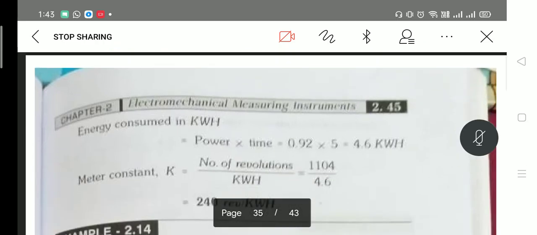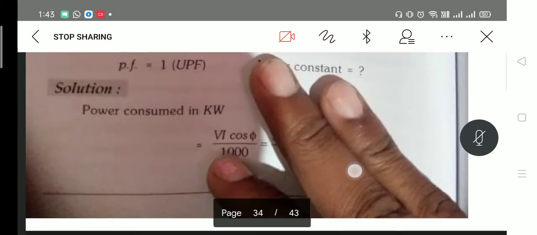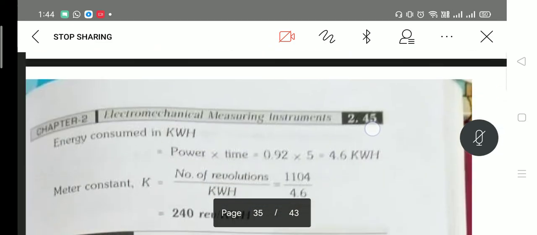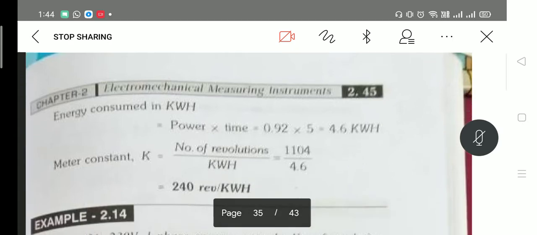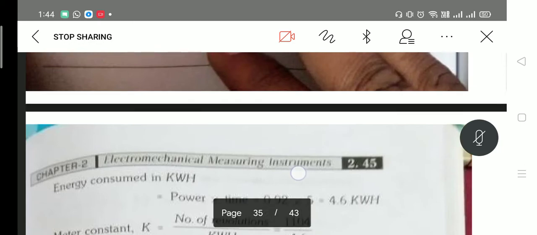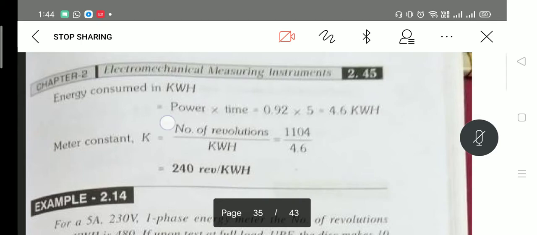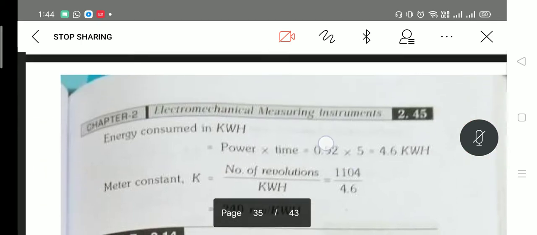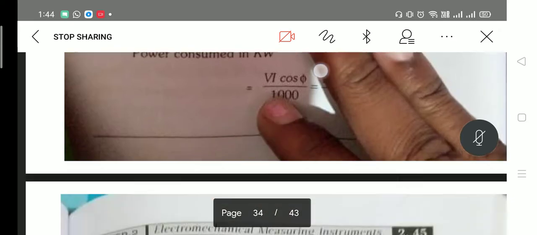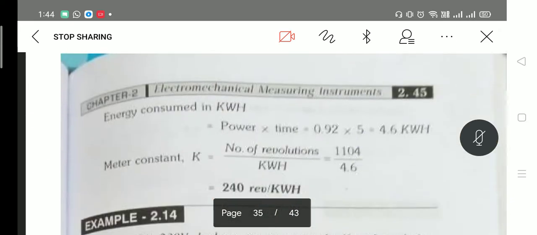The meter constant formula is speed by energy. Speed we know, but energy we don't know. So we calculate the energy, that is power into time. We already calculated power from the formula VI cos phi by 1000. Power is 0.92 and time is given as 5, so into 5, then we get 4.6 kilowatt hour.